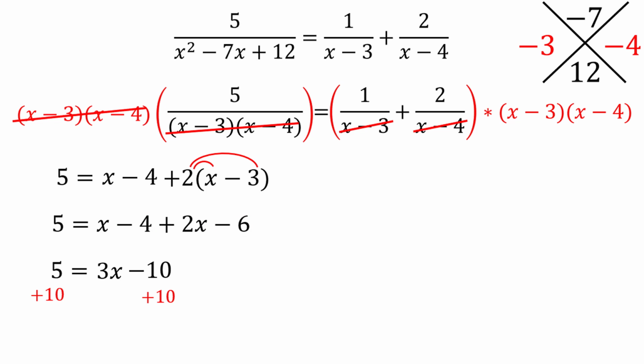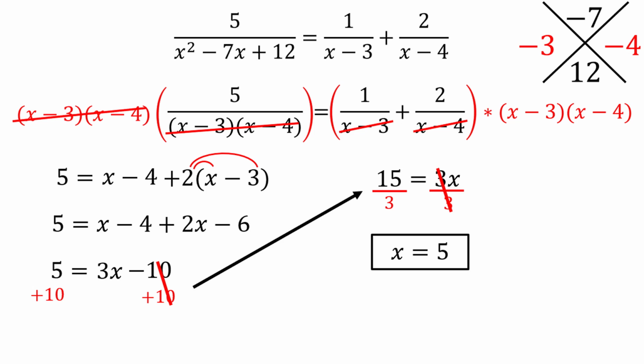Adding 10 to both sides, we get 15 is equal to 3x. Dividing each side by 3, we get x is equal to 5. Glancing back at our problem, the only values that would not be allowed for x are 3 and 4, meaning that x equals 5 is a valid solution.